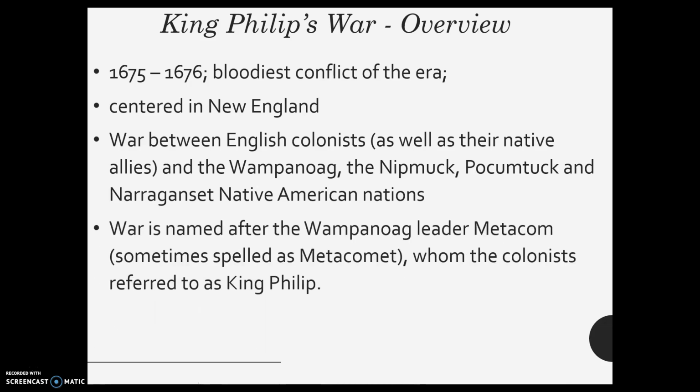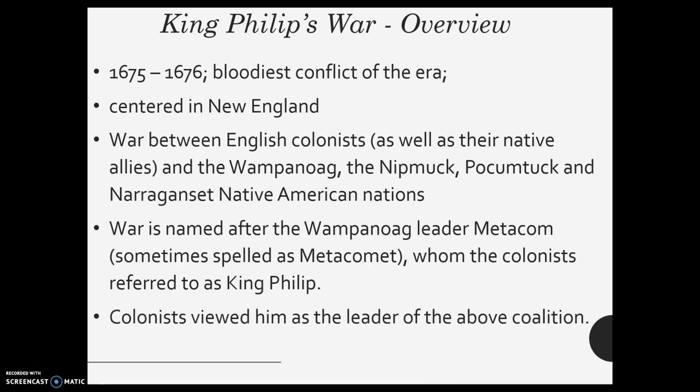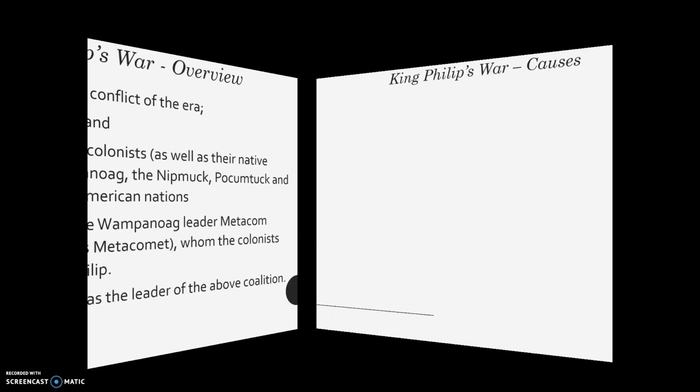It's named after the Wampanoag leader Metacom or Metacomet. You might have seen it different ways. The Americans, or the English here, as we often do, we change names. So we referred to, and they referred to him as King Philip. So King Philip is Metacomet, depends on how you want to spell it. They viewed him as the leader of the above coalition, and he was. He wasn't the leader of all the tribes. He was the Wampanoag leader, but they were the strongest, so he was the representative there.